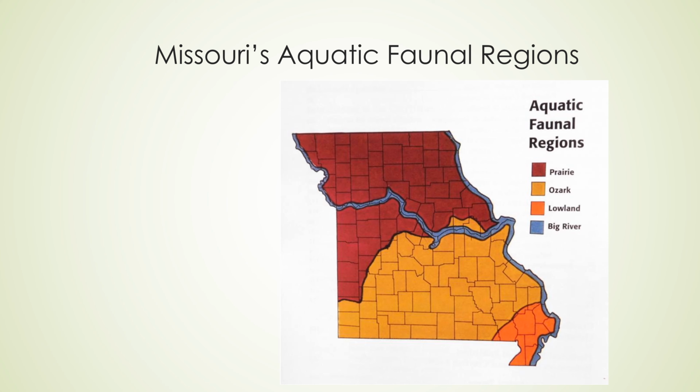Now let's look at the aquatic faunal regions in Missouri. Missouri has 5 aquatic faunal regions: the Big River region of the Missouri and Mississippi rivers, the Lowland region down in the Boot Heel, the Ozark region in South Missouri, and the Prairie region in the north and west central parts of Missouri. Each region is characterized by different habitats and fauna.